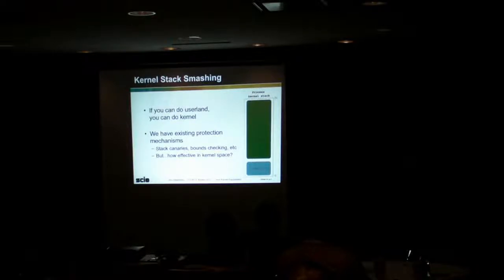So smashing a stack in the kernel is really no different than smashing a stack in userland. You have a per-process kernel stack, which is either 4K or 8K in kernel memory. And we do have existing protection mechanisms built into our compilers, such as stack canaries and bounds checking, which have been applied fairly effectively in user space. But how effective are these same protection mechanisms in kernel space?